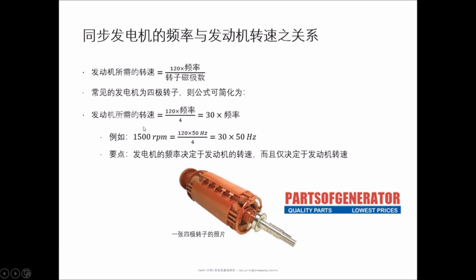The engine speed is equal to 30 times the frequency of the generator output voltage. Specifically, for our common 50 Hz generator, the rotational speed is 1500 rpm. This 1500 is equal to 30 times 50. So we know that there is a 30-fold relationship between the frequency of the generator and the rotational speed of the engine.